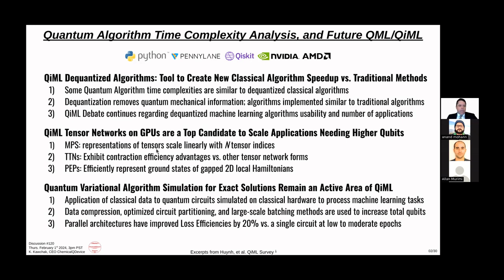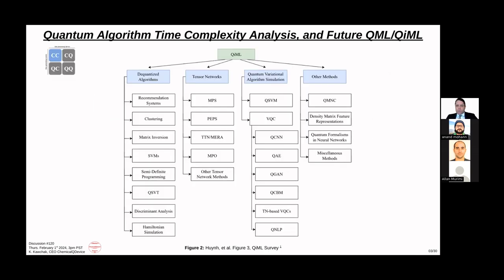So it's good to explore running different parallel architectures. I was able to do this with 20% better loss efficiency over running a single circuit at low to moderate epochs. So the first thing here is there's a lot of different directions behind all of this.